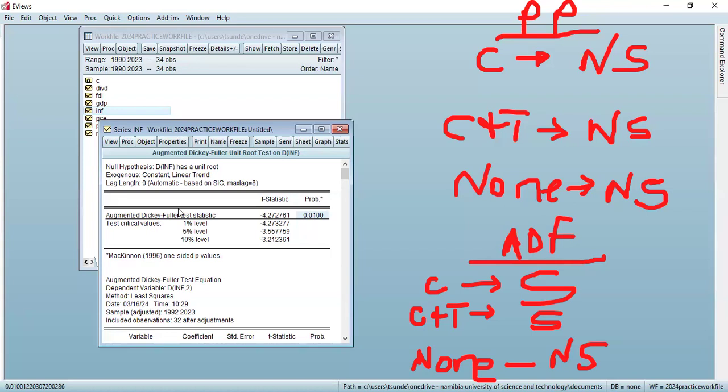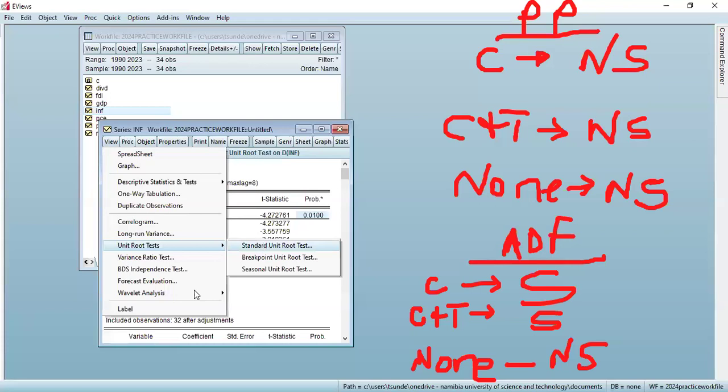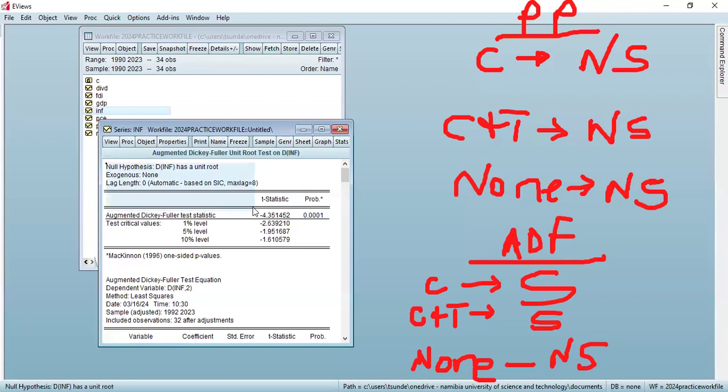Then we go to the next test. It's also stationary at 1%. So the three tests are now unambiguously confirming each other, right? The variable inflation becomes stationary after first differencing, right?